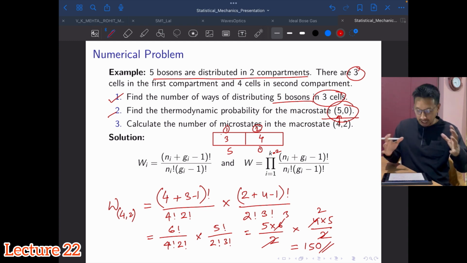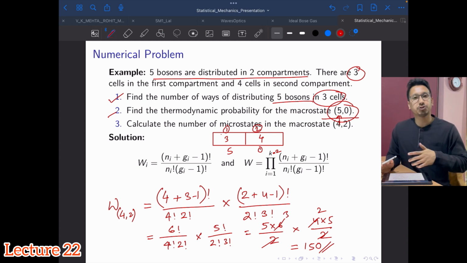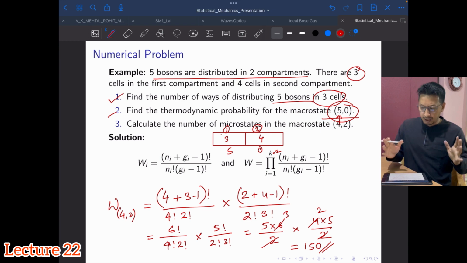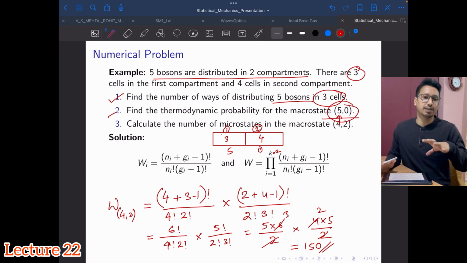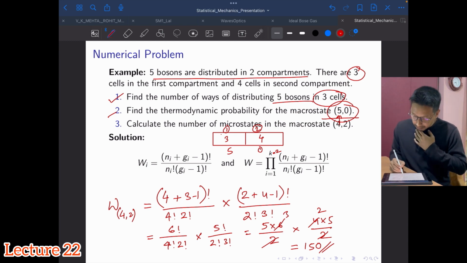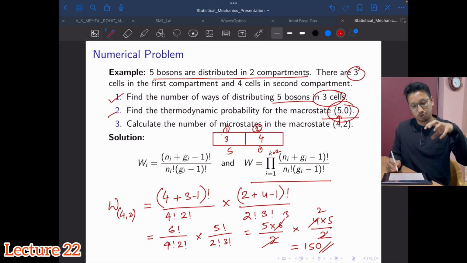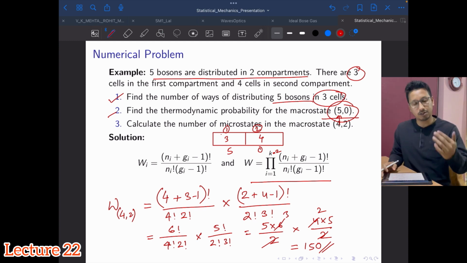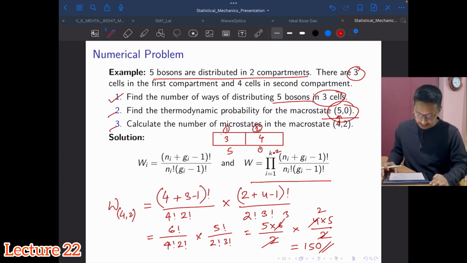So I hope you got the idea how to calculate this number of microstates, or the number of ways to distribute a particular number of bosons in a particular number of cells present in a compartment. If you have to calculate the total number of microstates or thermodynamic probability, you have to use this expression. So the number of ways to distribute in each compartment, you have to multiply. You can carry out other problems for yourself to have a better understanding of this.